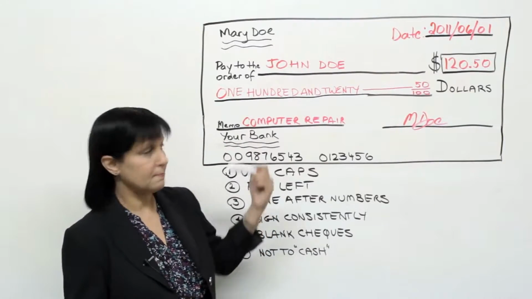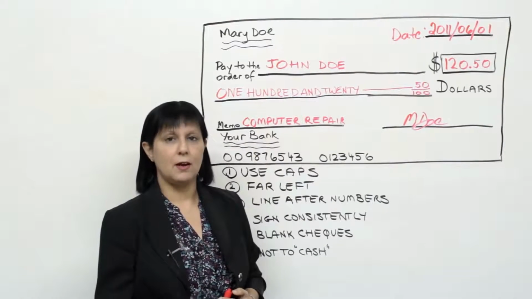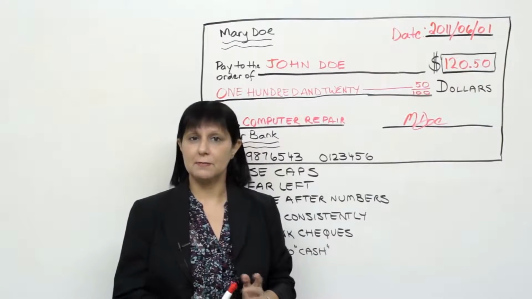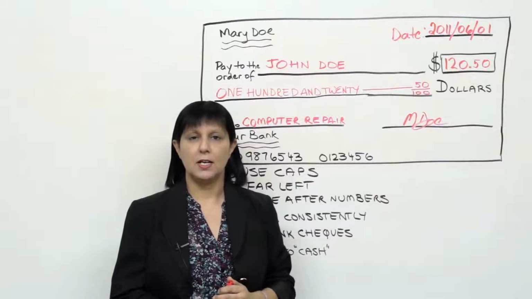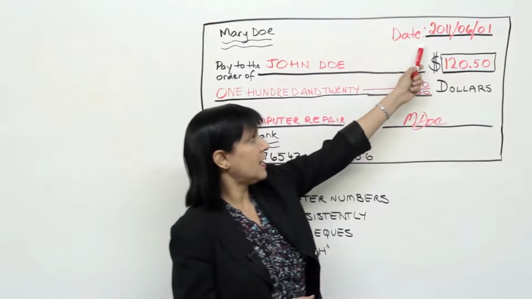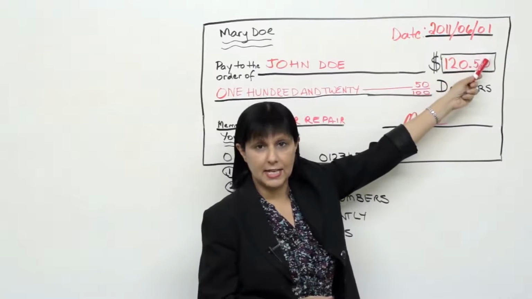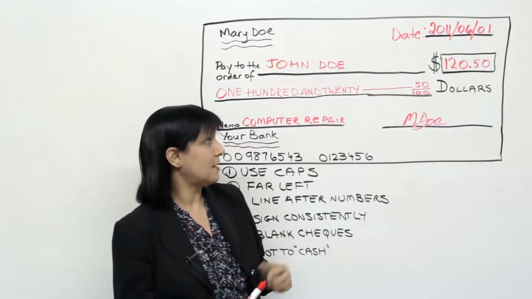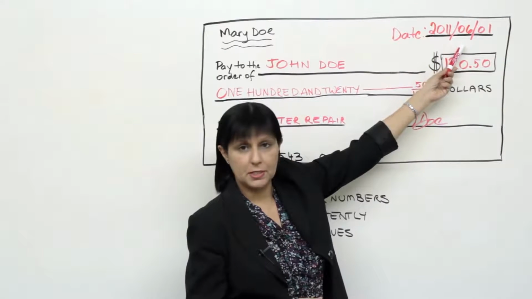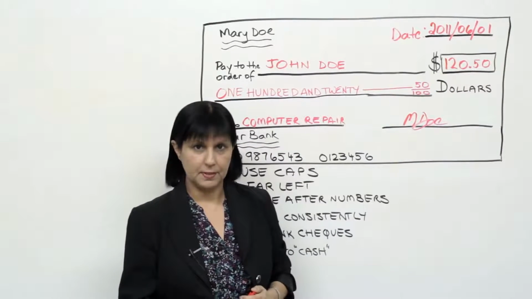Let's start with the first one. The first one is over here. This is the date. Now, the date can be written in different ways in different parts of the world sometimes. In some parts of the world, an international standard has been established where you have to write the year first, then the month, and then the day. So according to that example, this would be the year 2011, and the month would be the 6th month, which is June, and the date would be the 1st.